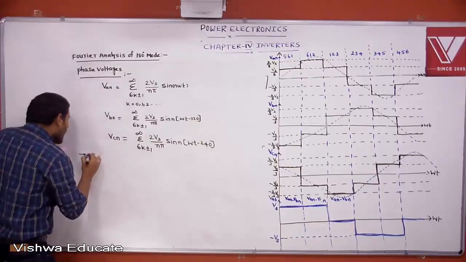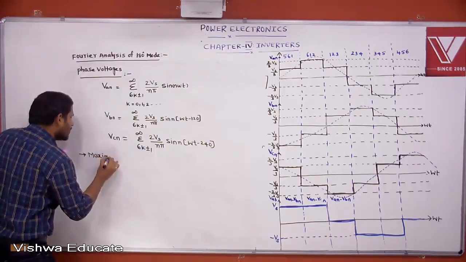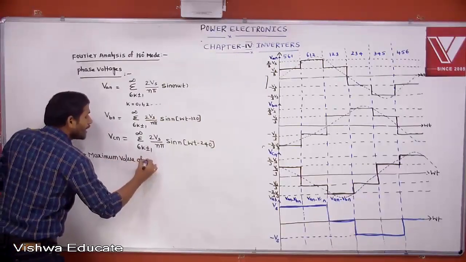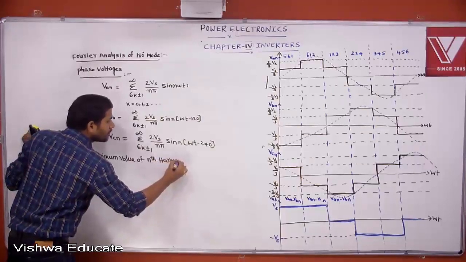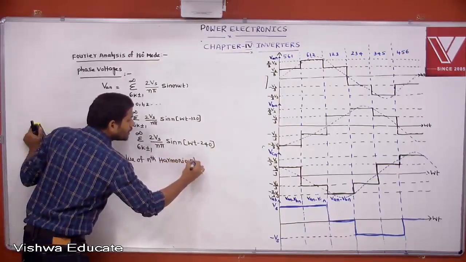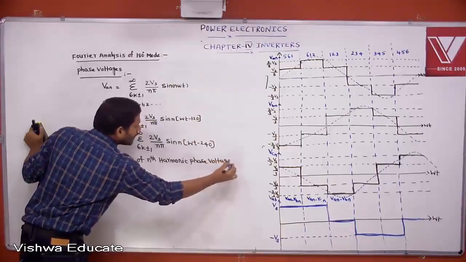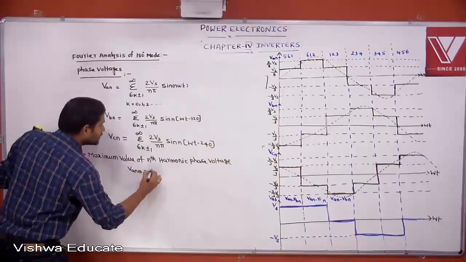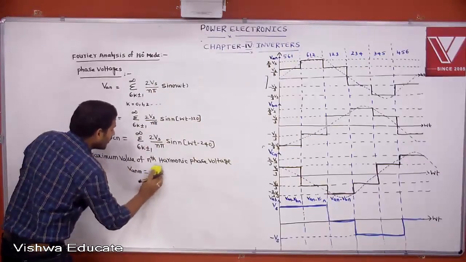Tell me, what is the maximum value of the nth harmonic phase voltage? That is VANM. How much? Amplitude indicates the maximum value: 2Vs by n pi.